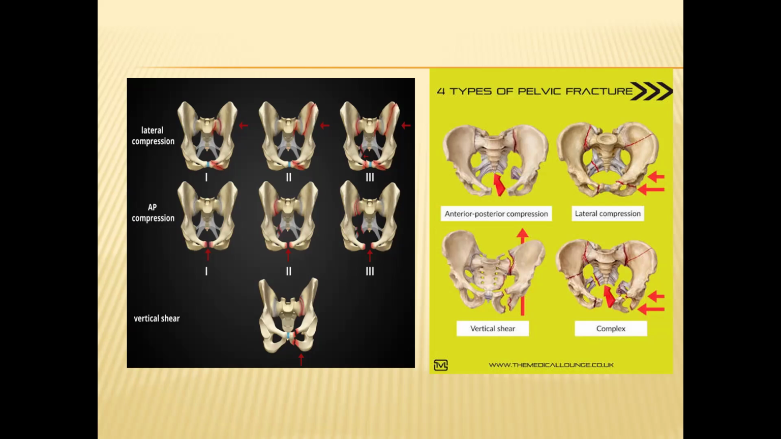And the third type is the vertical shear. This type occurs when there is a fall from a height onto one leg, when the force is moving vertically from downward to upward and displaces one half of the pelvis superiorly relative to the other half. The fourth type is the complex type, when different forces act on the pelvis and give different types of fractures of the pelvis.